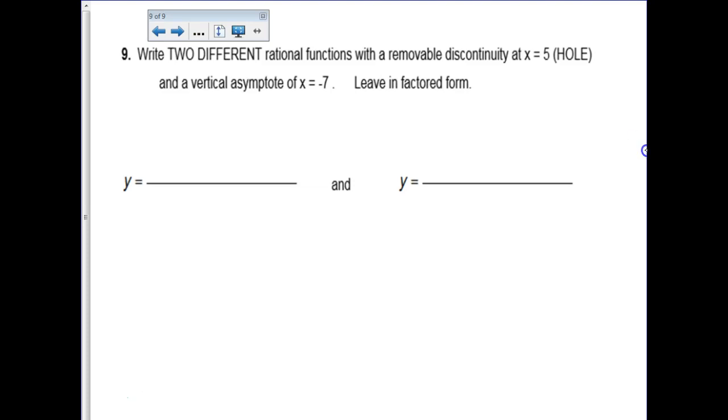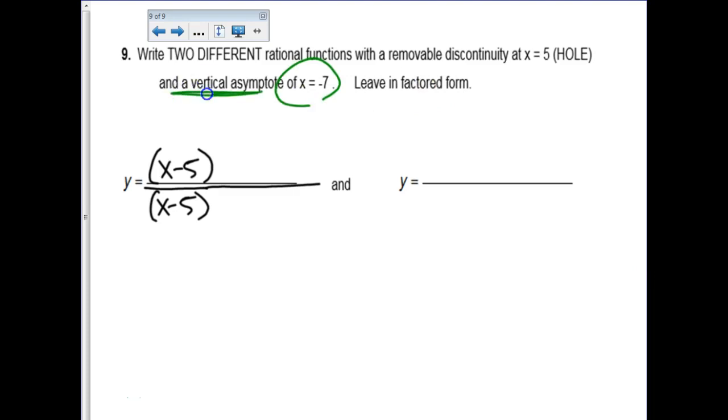And then this one's kind of a thinker, but there's a lot of different options here, so don't panic. I want you to write an example of a rational function that has a hole at 5 and a vertical asymptote at negative 7. And then I want you to write another one, just for fun. And leave it in factored form, don't do anything crazy. So for it to have a hole at 5, it means that x minus 5 has to be a removable discontinuity, so you'd have to have something like this going on. And then if it has a vertical asymptote at negative 7, that means that would have been from your denominator, right? So it would have been x plus 7 as a factor.